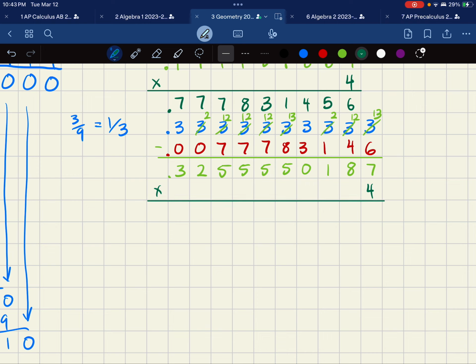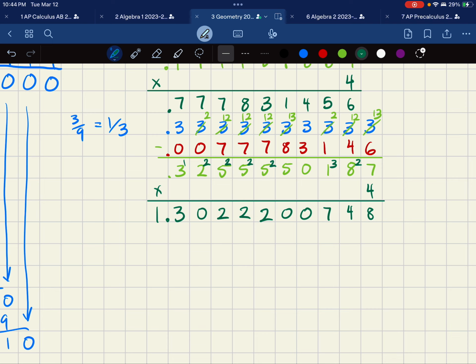4 times 7 is 28. 8 times 4 is 32, 33, 34. 4 times 1 is 4, plus a 3 is 7. That's going to be a 0. That's going to be 20. It's going to be 22. It's going to be 22 again. It's going to be 8, 9, 10. 4 times 3 is 12, which is actually 13. And we actually have our first number that's over 1 now. So 13022200748. Nice. So we multiplied by 4.